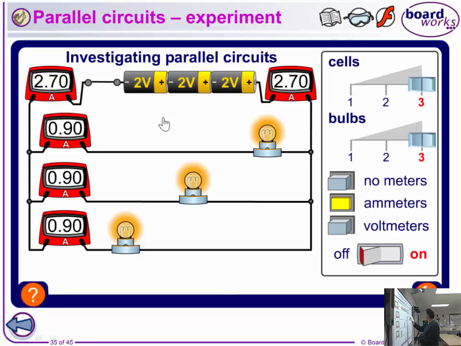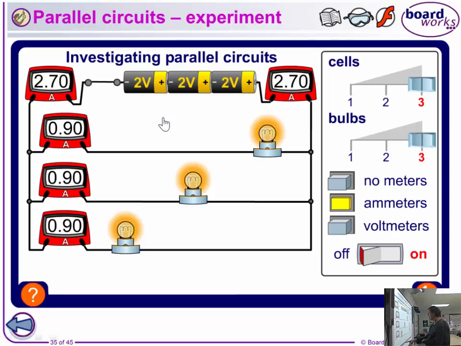So this globe gets the whole 6 joules of energy, and it's got a current of 0.9 amps going through it. And that's the same as it was when there was only 1 globe in the circuit. Any charge that comes down this particular part of the path only passes through 1 globe. So again, all 6 joules of energy at that globe there. And again, the current's 0.9, and the same with the last one.